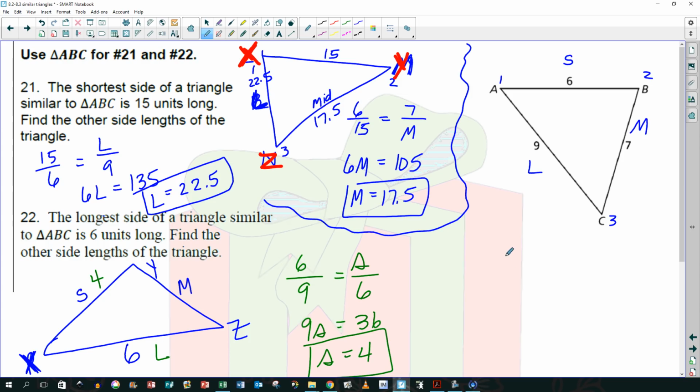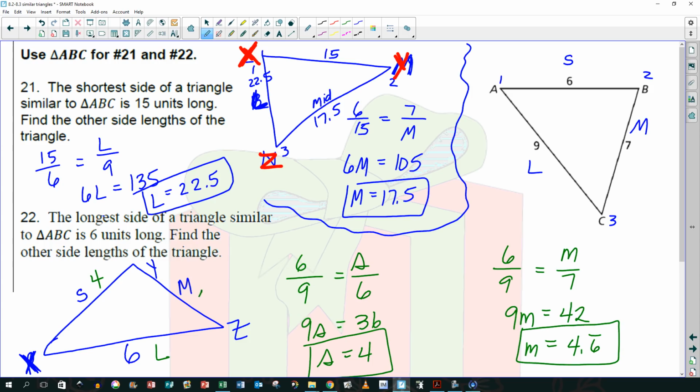All right, so 6 goes with 9, just like middle goes with 7. So 9M is equal to 42. Divide both sides by 9. So 42 divided by 9 is 14 over 3, or 4 point 6 repeating. So this side is 4.6 with a repeating decimal. All right. So it's all about matching small with small, medium with medium, long with long.